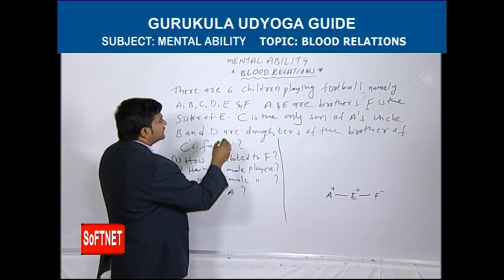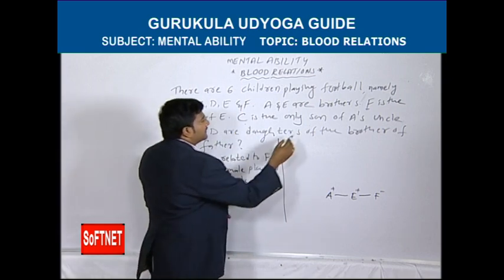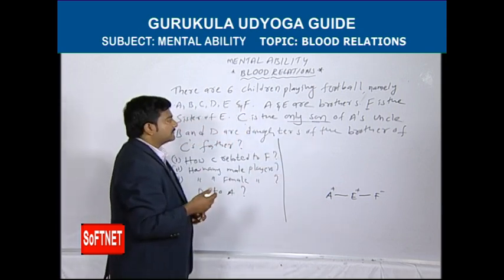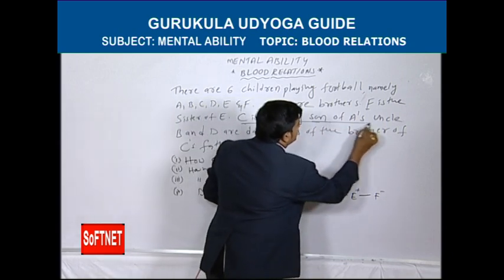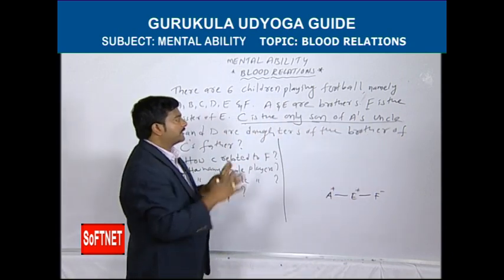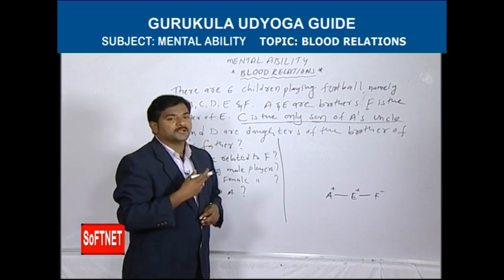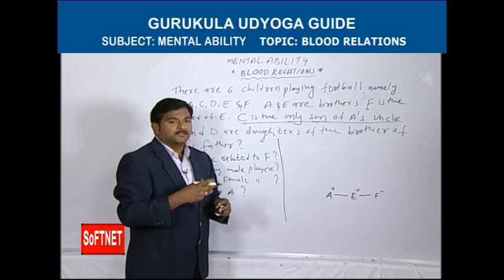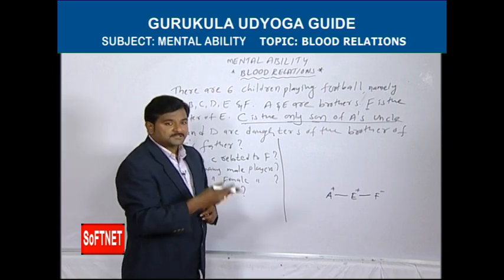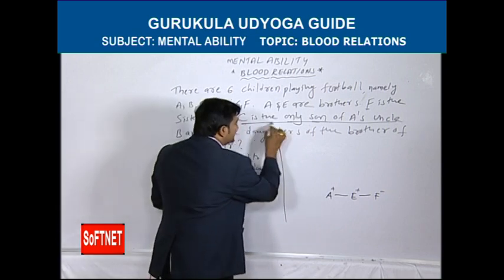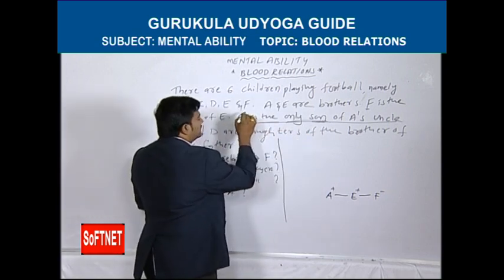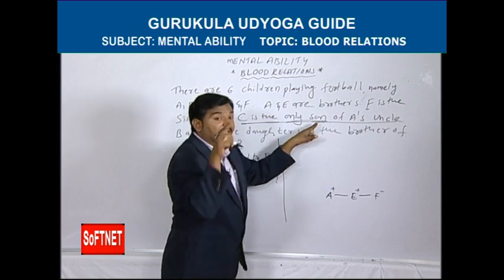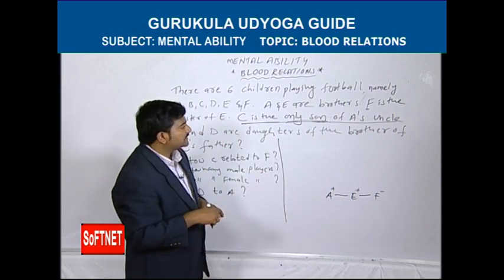Now observe here. C is the only son of A's uncle. Stop till that point only. Now I am going to take some general relations. What he mentioned here, C is the only son, means I know the gender of C: male. C is the only son of A's uncle.